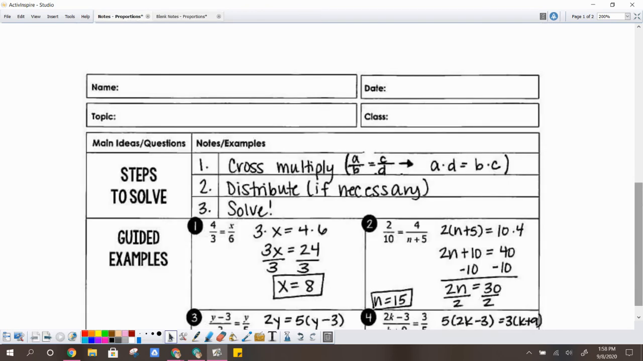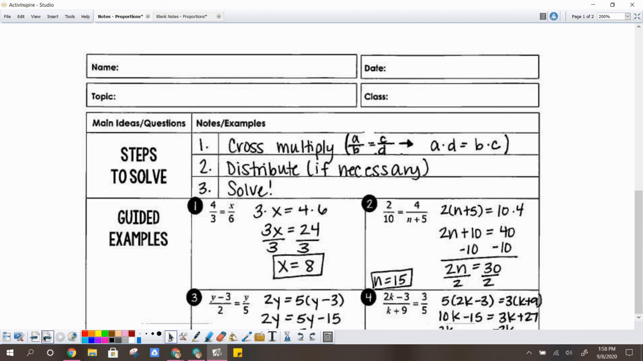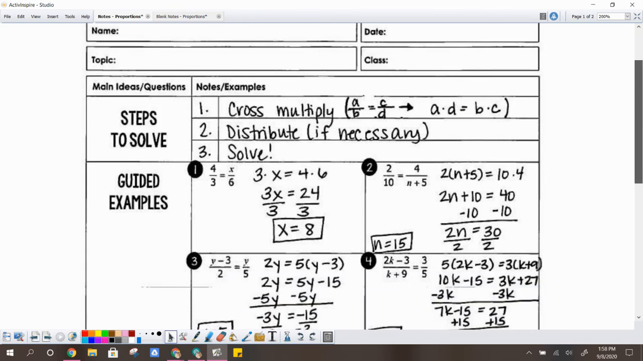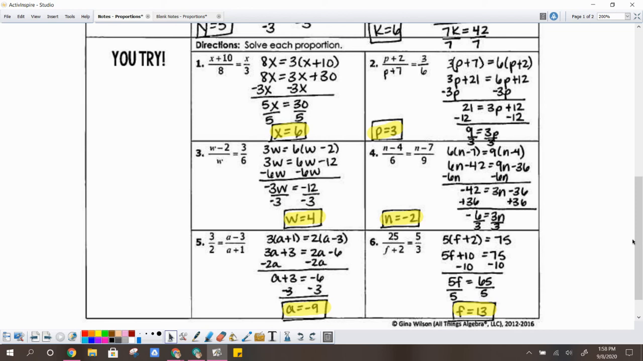Okay, so if you paused your video, you should have had a chance to try these problems. These are the answers and the work involved. So please check your work with what is here. So for number 1, you should have gotten x equals 6. For number 2, you should have had p equals 3.